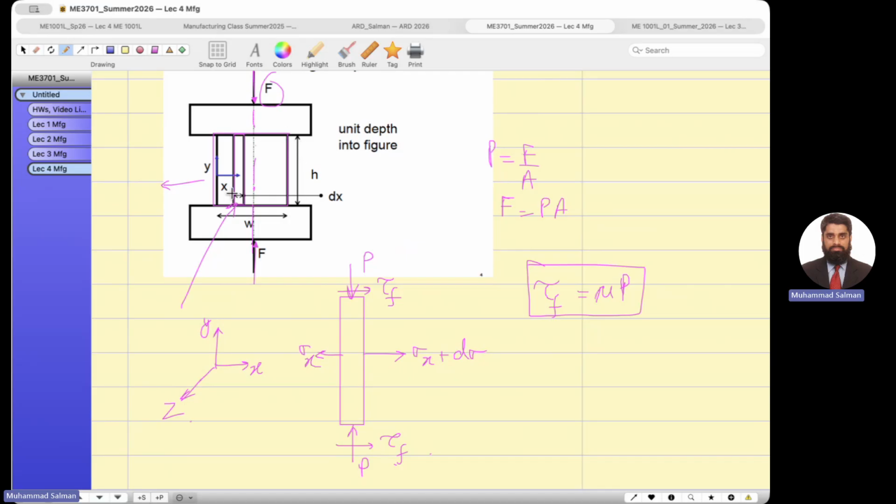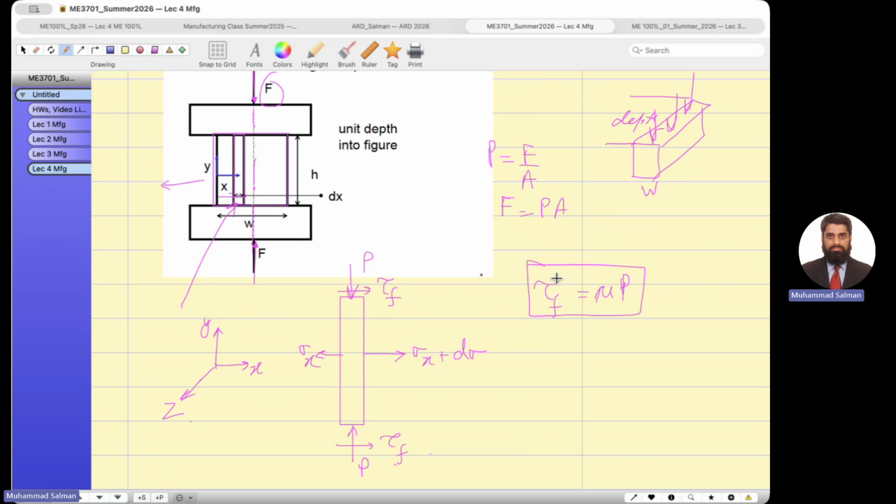This is my width. So if I consider this is my total width, and this is my depth, the whole depth. Everywhere the forging force is coming, the whole depth is under the forging force. You understood this point? So the forging force is pressure times that area. You understood this logic? So you will multiply.